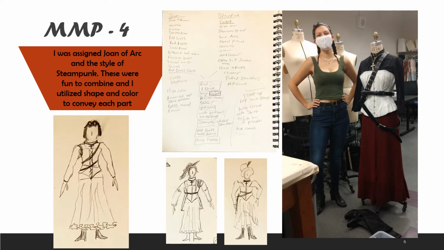There's a couple things that I knew from the beginning that I wanted, like the hard lines of a corset to represent armor, and the flowing skirt, because a lot of times Joan was depicted in a skirt, and this is also really typical of steampunk. I also knew I wanted a cross to show that she was a religious figure, and I knew I needed accessories for steampunk.